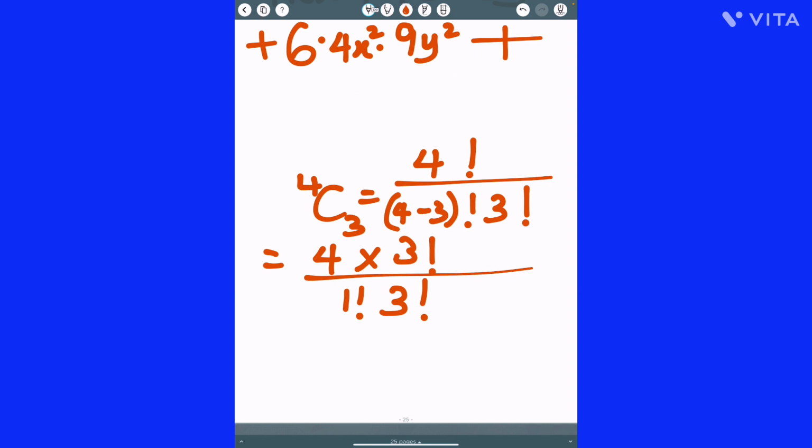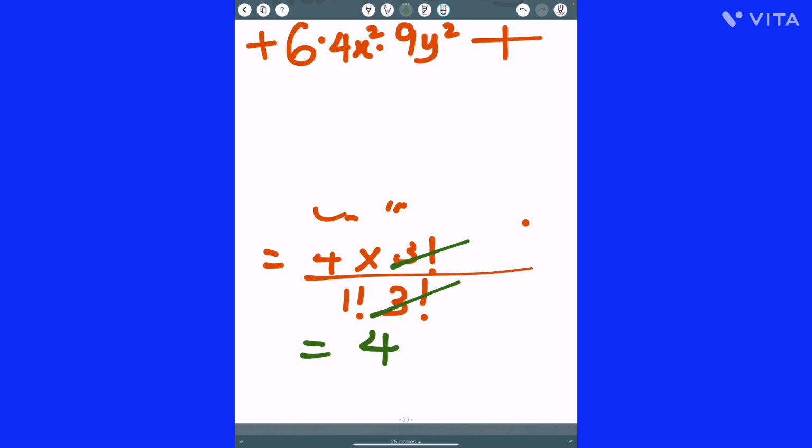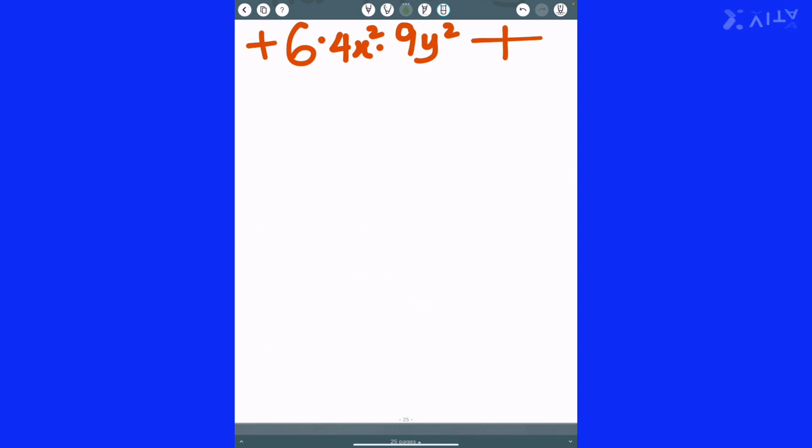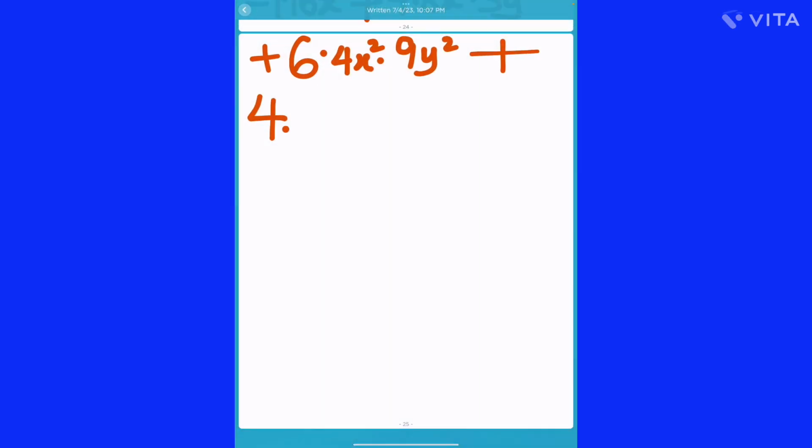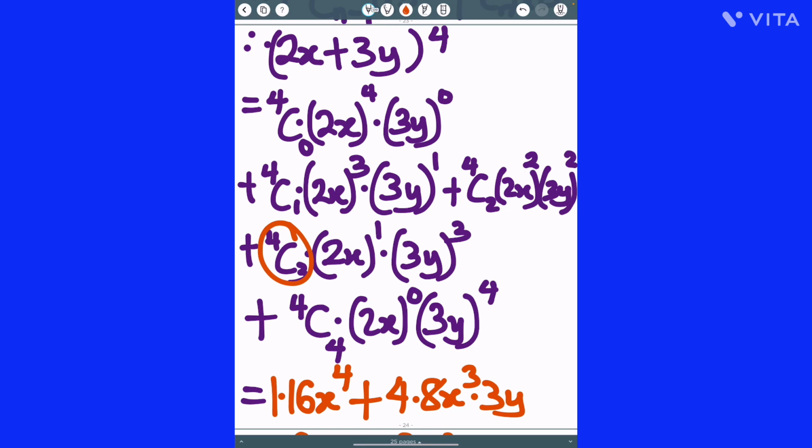So check your common factors. 3 factorial divides 3 factorial. 1 factorial is 1. So 4 over 1 will give you 4. So the coefficient of my fourth term is 4. So I'm going to write 4 dot, let me now do the x. Here, this is 2x all raised to power 1. That's 2 raised to power 1, x raised to power 1, 2x for this part, times 3 raised to power 3, 27, y raised to power 3, y cubed.